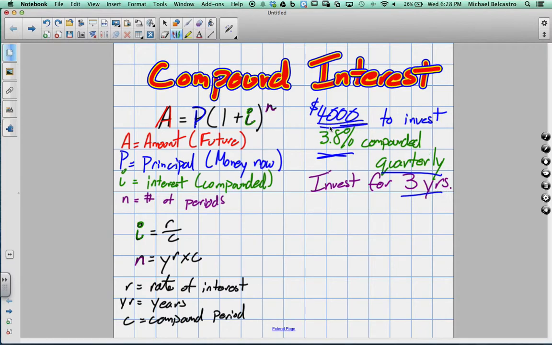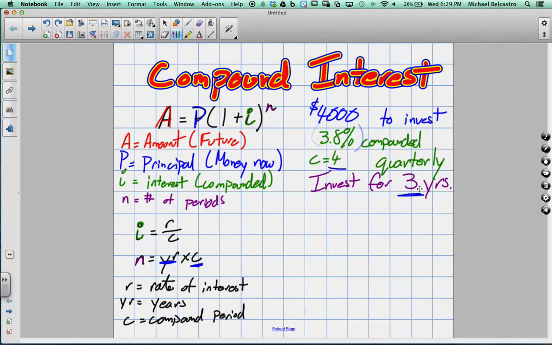Okay, this 4,000 we've done in blue, which is essentially our principal. That's how much money we're going to put in right now. The 3.8% is technically the rate of interest right now, and then it's compounded quarterly. Quarterly means what number? How many times a year? 4. So in other words, our C value is going to be 4. Okay, so in order to build this interest rate compounded, we take our interest rate, which is our 3.8, and divide it by 4. Now, 3.8 has to be in a decimal form, so we'll have to convert that. And finally, the number of years is 3, and the number of compound periods.